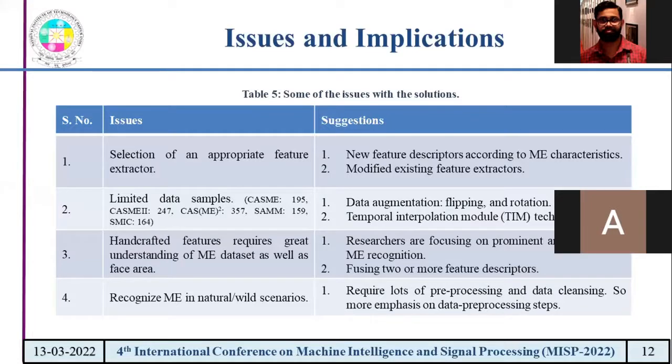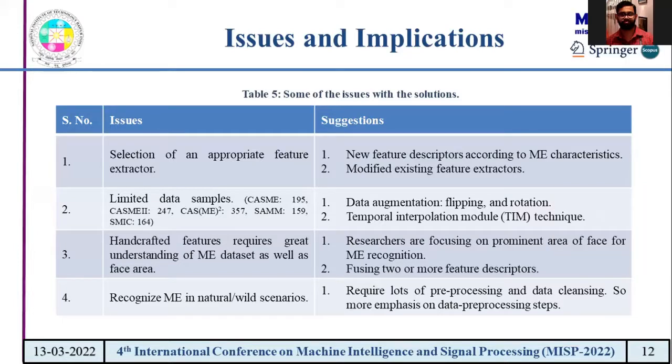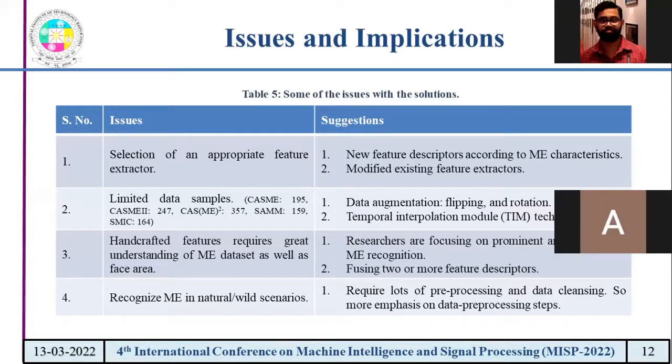An appropriate feature extractor is very, very important, because as I have told you, the intensity is low and the dataset is limited. For this issue, researchers are proposing new feature extractor techniques, keeping in mind the three characteristics of micro-expressions which I have told you, and they are also modifying the existing feature extractors. Second is the limited dataset samples. As I have mentioned, five datasets are publicly available to date: CASME, CASME2, CASME Square, SAMM, and SMEC.